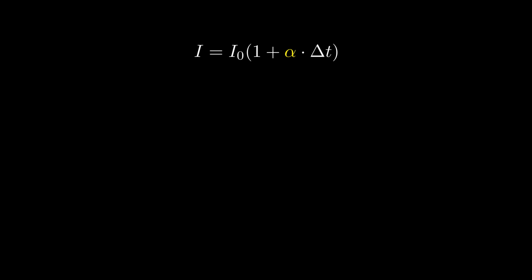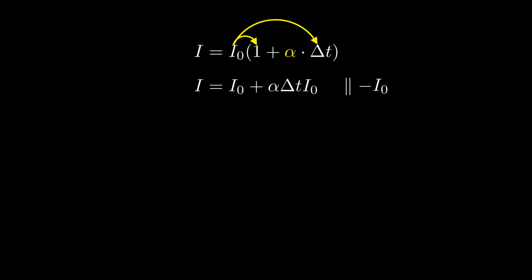It's important to note that alpha times delta t is only multiplied by I0 once. It's not the case that alpha and delta t are each multiplied by I0 separately, because a single term is multiplied only once. Next, on the right-hand side of the equation, there is an extra term, I0.